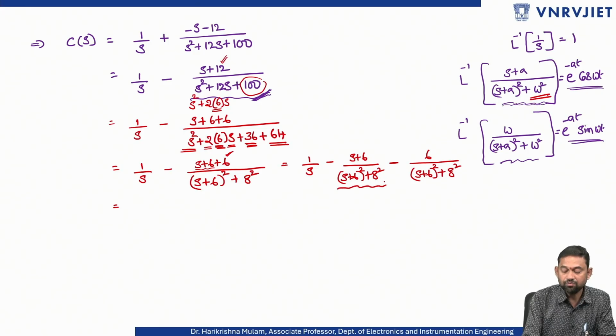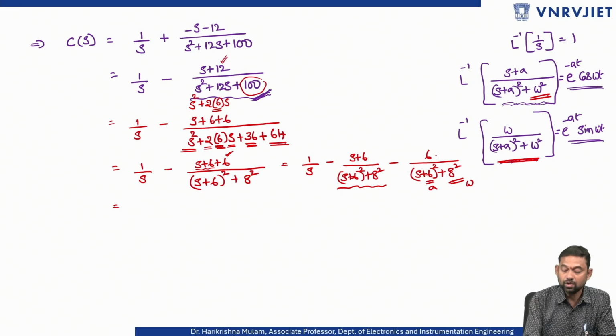This is in the standard form of s plus a by s plus a whole square plus omega square. But this is not in the standard form. Standard form is omega by s plus a whole square plus omega square. So as per that, this is a, this is omega. Therefore, if I want to use this formula, the numerator should have 8.